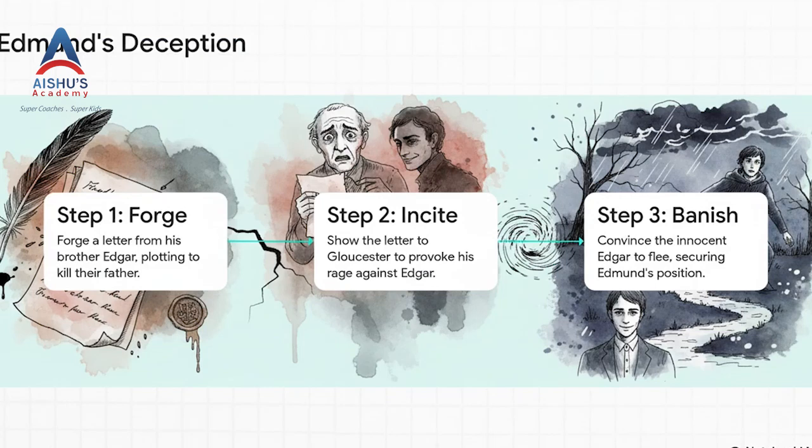And his plan? It's pure psychological warfare. Look at the steps. First, he fakes a letter to make his brother Edgar look like a traitor. Then, he pretends he doesn't want to show it to their dad, which of course makes his dad even more angry. And finally, he tells his innocent brother, "Dad's furious, you gotta run for your life." It's genius, really. He uses a lie, just like Goneril and Regan, to trick a clueless father and get rid of his honest sibling. Boom, he's in.